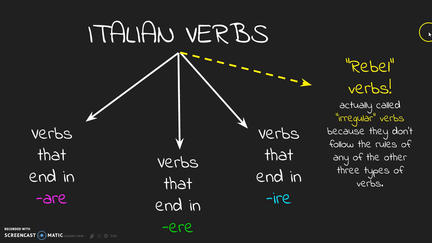You already know a number of irregular verbs, a number of rebel verbs. So these are verbs like essere, to be, avere, to have, and also fare, to do, which we looked at last term. Andare, the verb we're looking at today, is another rebel verb. It's another irregular verb.